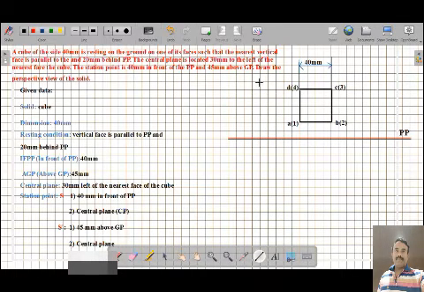So now look at the central plane. The central plane will be seen as a vertical line. The location of the central plane as per the given statement is that it has to be located 30 mm to the left of the nearest face of the cube. So draw a vertical line to represent the central plane. The central plane should be located 30 mm from the left face of the cube.